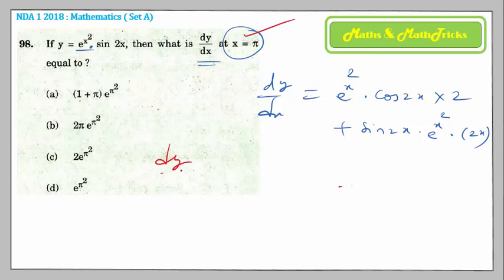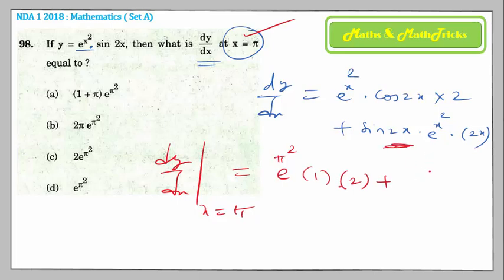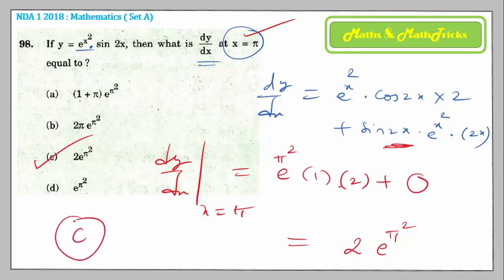So dy by dx at x equals pi becomes e to the power pi square cos 2 pi, you know it's 1, into 2, plus sine 2 pi. Because of the sine function, sine 2 pi is 0, the whole term goes to 0, and you see the answer is 2 times e to the power pi square. So 2 times e to the power pi square is given in option C.